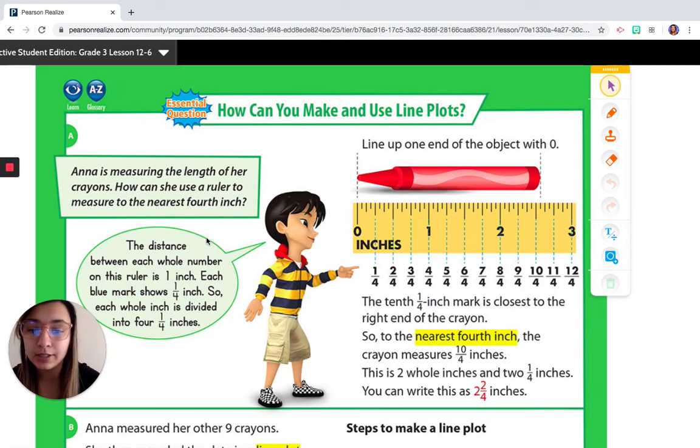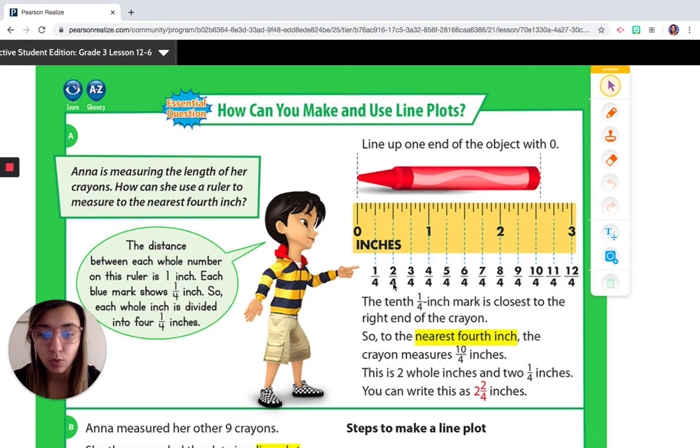So if we look right here, it says the distance between each whole number on this ruler is 1 inch. Each blue mark shows 1/4 inch. So each whole inch is divided into 4 1/4 inches. So if you see here, they're talking about the whole numbers, 0, 1, 2, 3. In between here, there are small lines and then some bigger lines. The second to biggest lines are the fourths. The bigger lines are the halves.